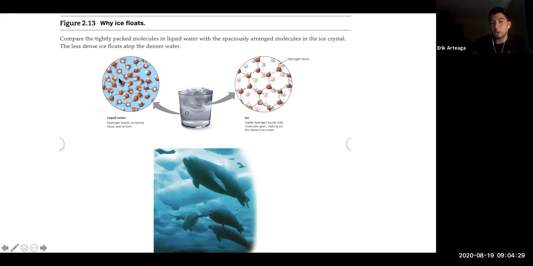Okay, so liquid water is more dense than frozen water. Key concept, because again it allows the ice to float. It also prevents the ice from smashing the biological systems underneath it. So important.